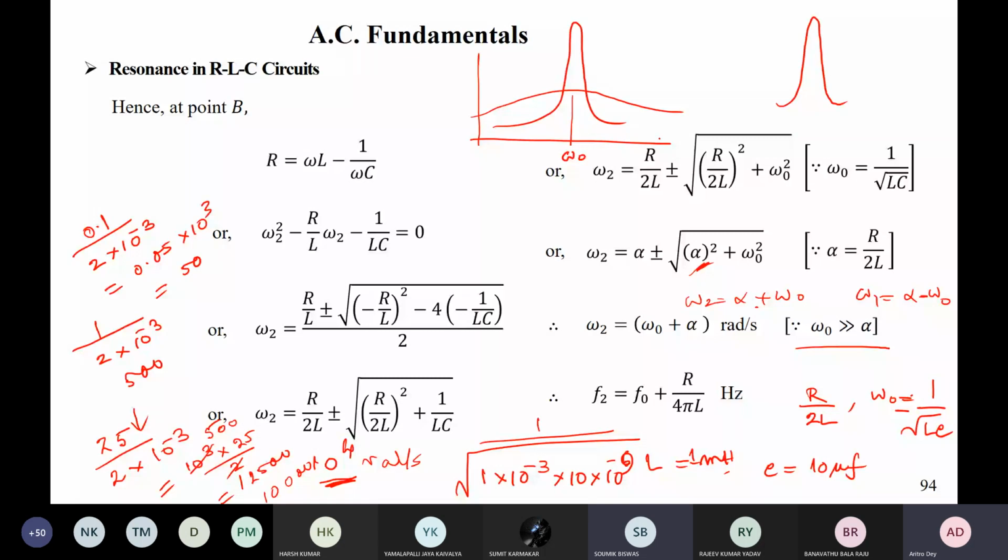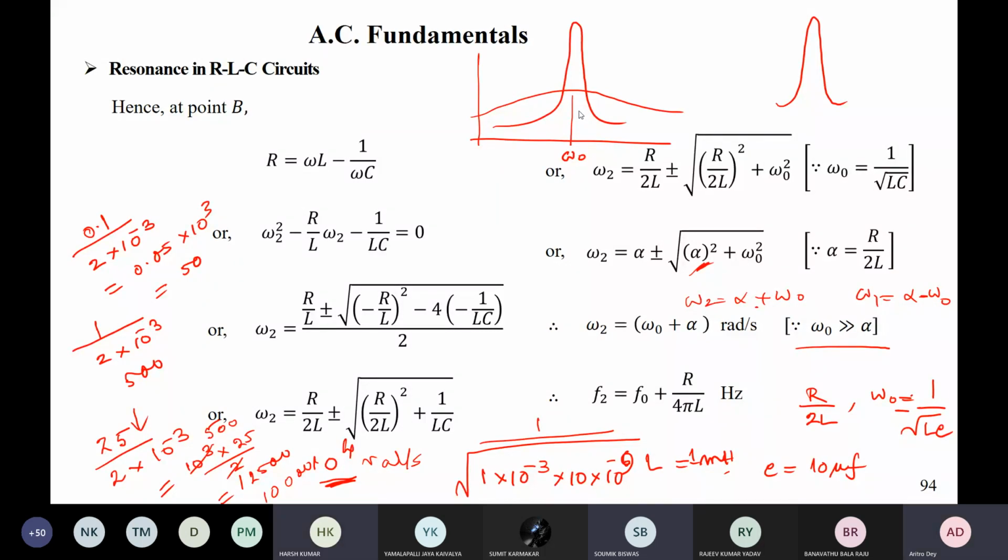So for the signals which you have to pass in, around that particular frequency you are allowing it to amplify, other than that you are trying to cut it off, you are not allowing it to enter. Then what will happen? We can select only the information we want at that particular frequency, isn't it?